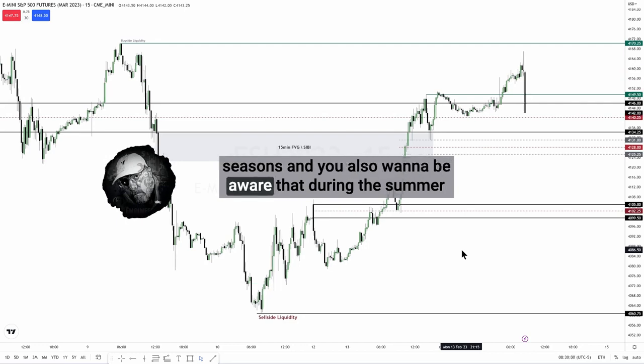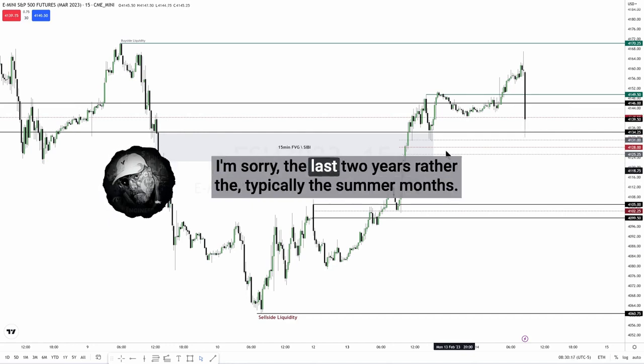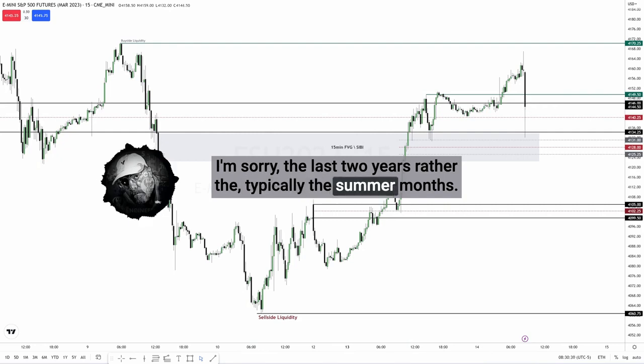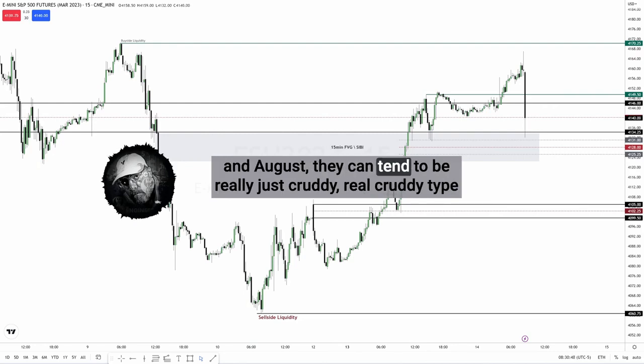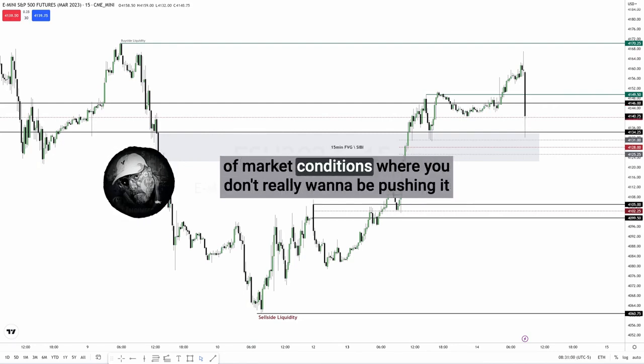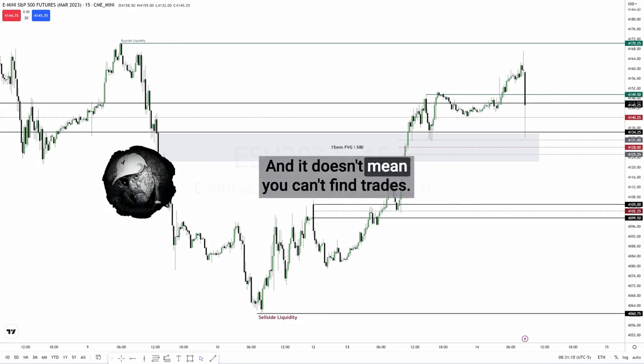And you also want to be aware that during the summer months, now this hasn't really been true in the last 2 years rather. Typically the summer months, and when I say that, it's like July, some of June's good, but July and August, they can tend to be really just cruddy market conditions where you don't really want to be pushing it too hard. And it's better really to just take those months off. And that doesn't mean you can't find trades.